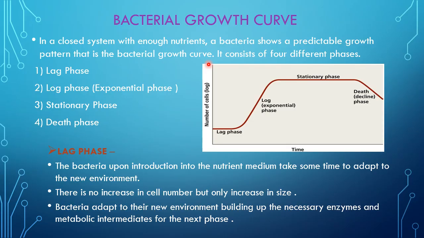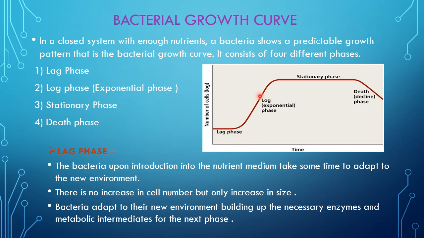So that is the bacterial growth curve here. You can see the growth curve in the picture over here. It has four different phases: lag phase, log phase or exponential phase, stationary phase, and death phase. As you can see in the picture here, this is the lag phase.